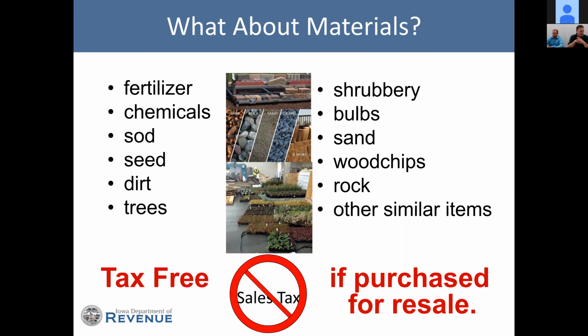Some examples of that, we've got them up here on the slide: sod, trees, shrubs, wood chips, rocks, similar things like that, placed around shrubs and things around your house or around your business. These types of things are considered to be landscape materials. These can be purchased tax exempt for resale if they are doing a few things here, which we're going to get into momentarily. But these are landscape materials which the landscaper can buy tax exempt, and we'll expand on that here just momentarily.